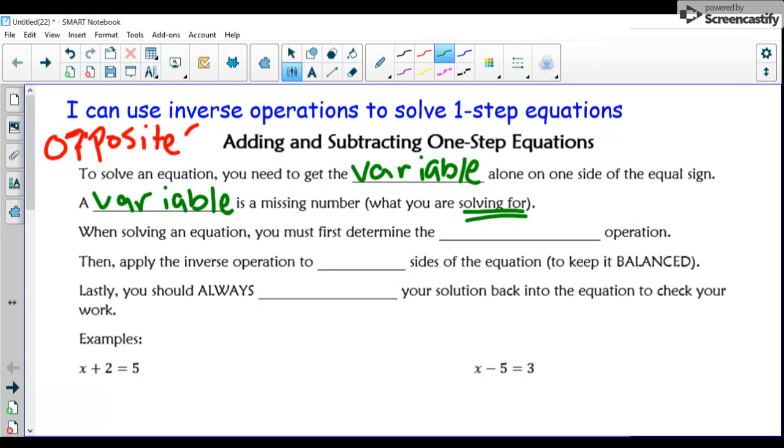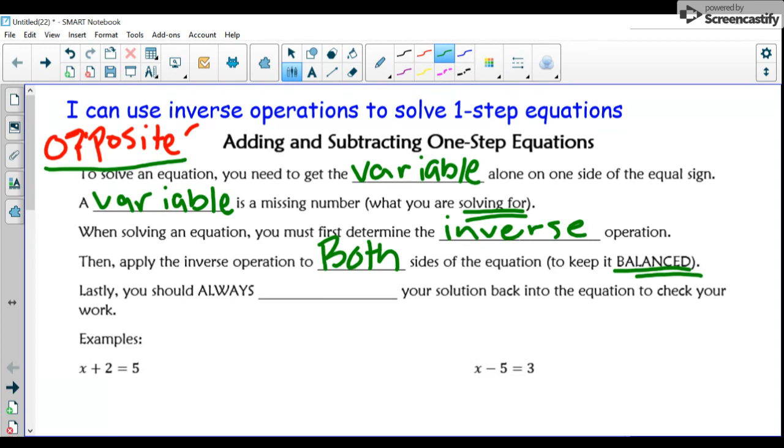So when solving an equation, you must first determine the inverse operation. And remember, inverse means opposite. Then we want to apply the inverse operation to both sides of the equal sign. Both sides of the equal sign. Just like with fractions, when we said, what you do to the bottom, you have to do to the top. Now it's what you do on the left-hand side of the equal sign, you also have to do on the right-hand side of the equal sign.